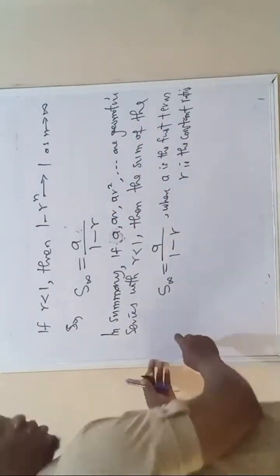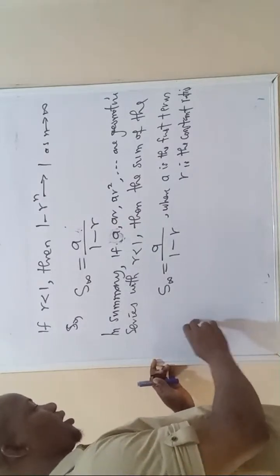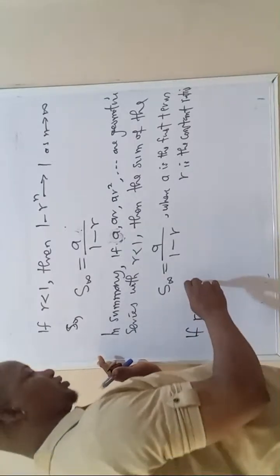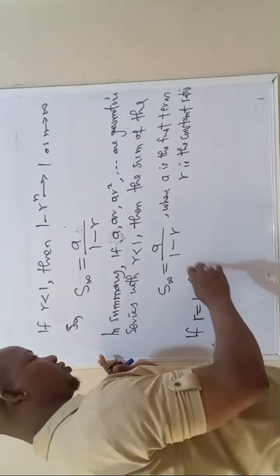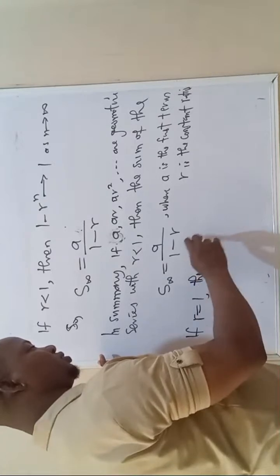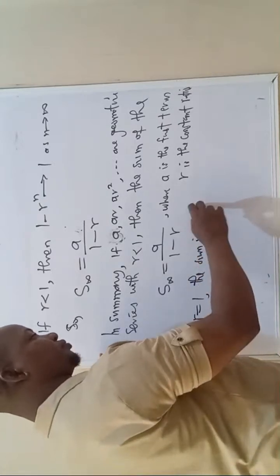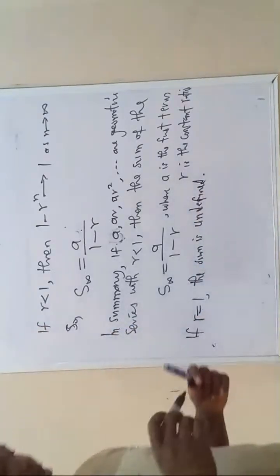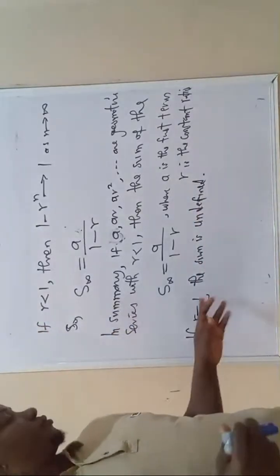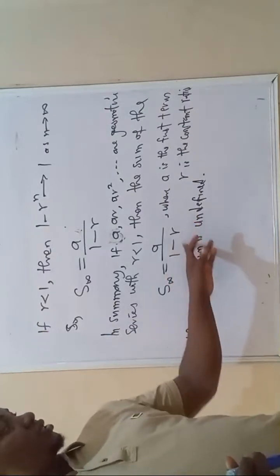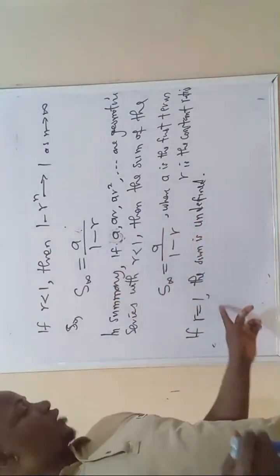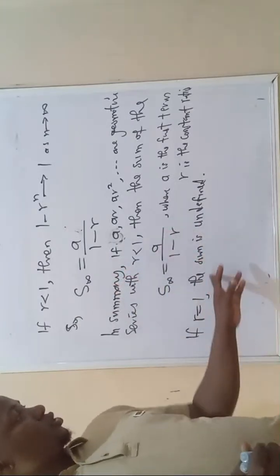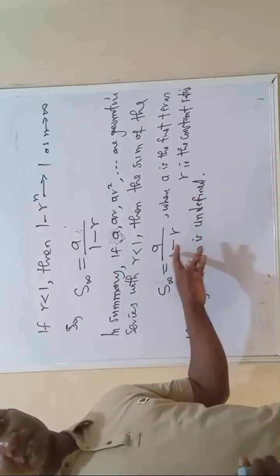But here too, if r is equal to 1, of course, the sum is undefined. That means if you put r equal to 1 into the original formula, we'll see that the sum will be undefined because here we have 0 as the denominator.